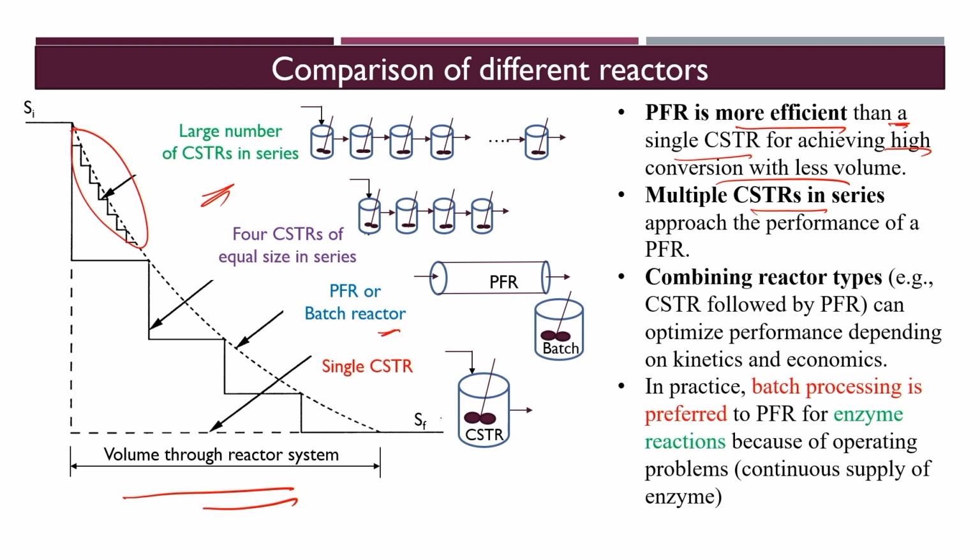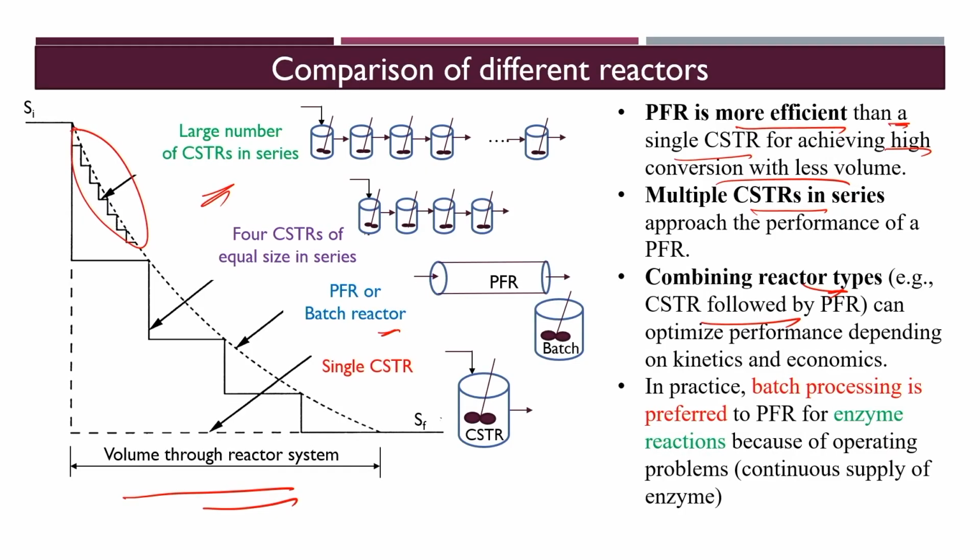Then another option is you can have a combination of reactors like CSTR followed by the PFR. It can be used to optimize the performance, depending on the kinetics and economics. So, in this way we have seen the comparison of batch, plug flow bioreactor and the CSTR. So, in practice typically batch processing is preferred to PFR for enzyme reaction because of operating condition. We are having the continuous supply of oxygen here. I will stop here.